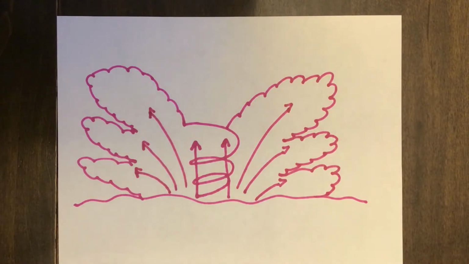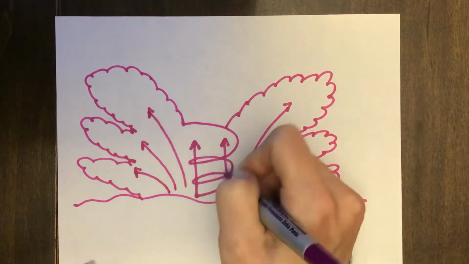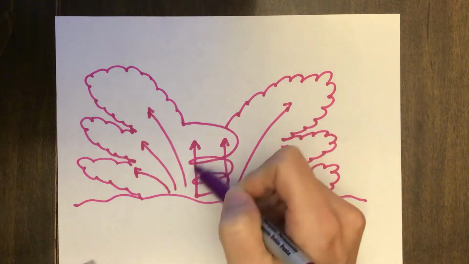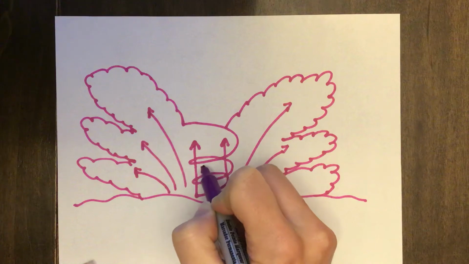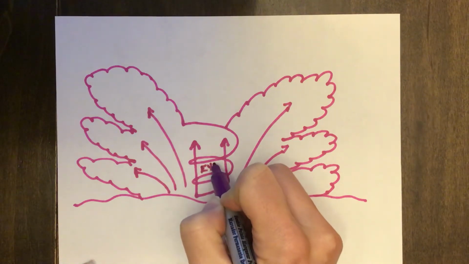So the first thing we're going to label here at the bottom, oh, I'm sorry, I almost forgot to tell you, right here in the center where we have all this action with the spiraling of the air going up, this is what's called the eye of the storm. So we're going to label that as the eye.